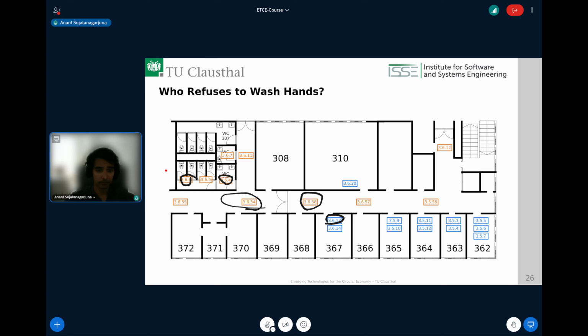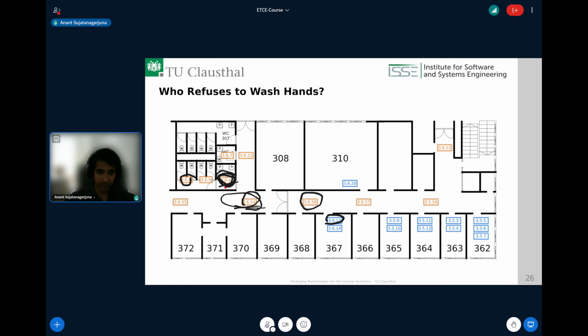This is not knowledge, right? What they also were able to do is see whether a person came back and did not leave enough time between triggering this sensor and this sensor while going back. Let's say it was only 1 second between triggering this sensor and this sensor. It basically means this person did not wash their hands.